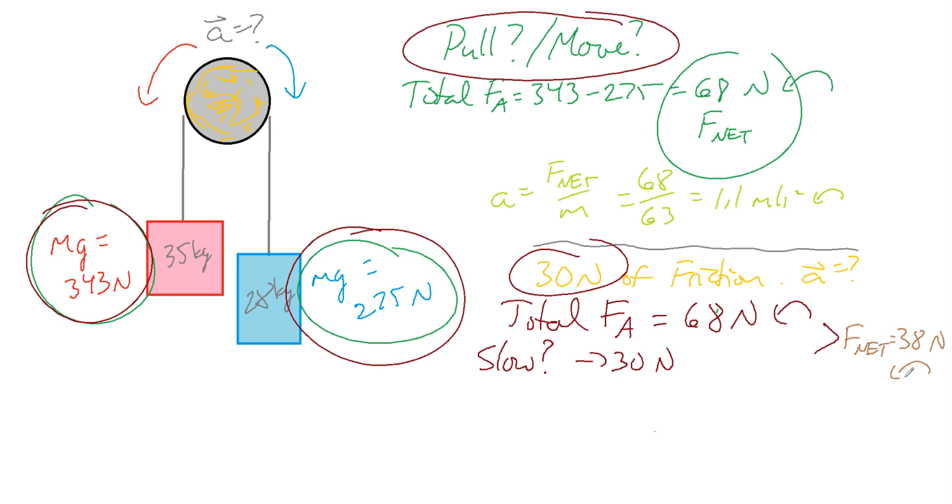Now that I have that, my acceleration is going to be F net divided by the total mass again. I'll put a little t there for total. My net force is 38, so I'll take that 38 and divide it by the total mass, which is again 63 kilograms. That hasn't changed. Dividing by the 63, we're looking at around 0.60 meters per second squared towards the left.